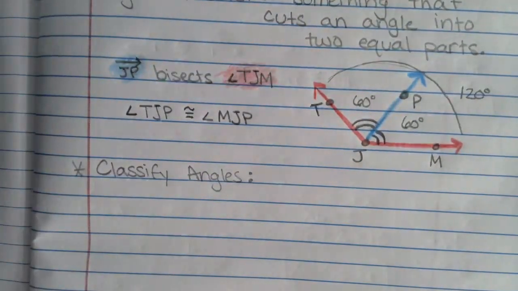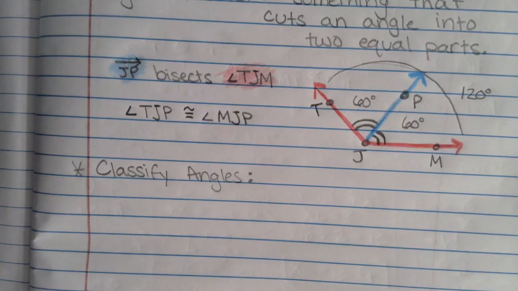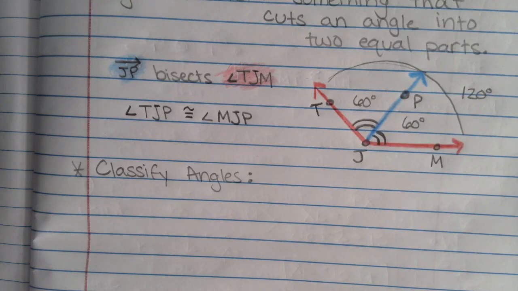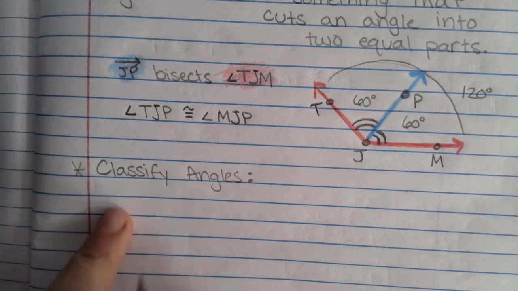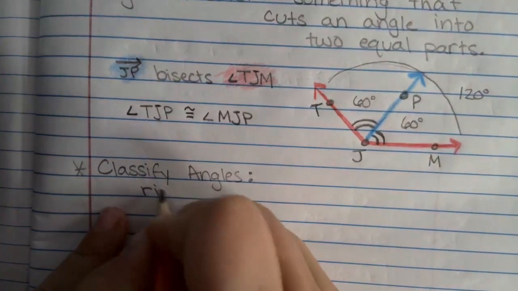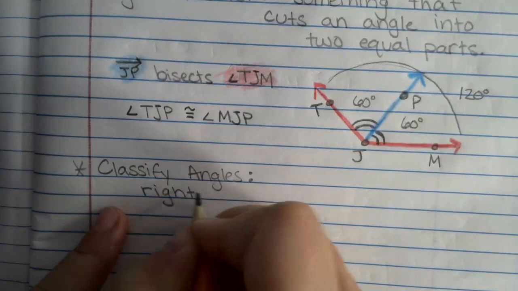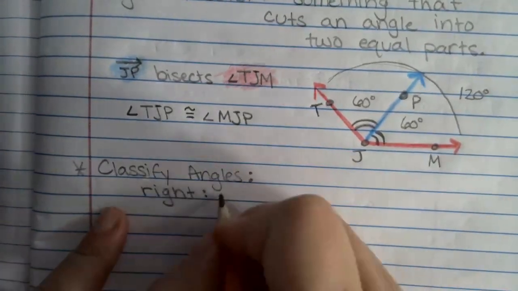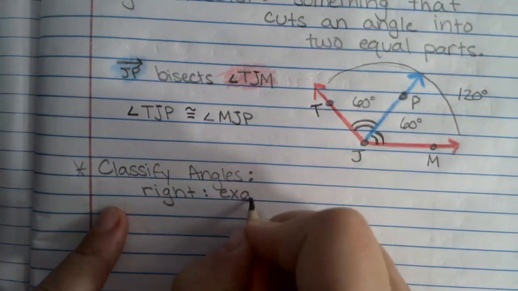So we have 4 main words to classify angles. We've already talked about one of them, and that's when we have a 90-degree angle. There's another word for a 90-degree angle. What's that other word to describe 90 degrees? Good, a right angle. So we have a right angle, which means it's exactly 90 degrees.